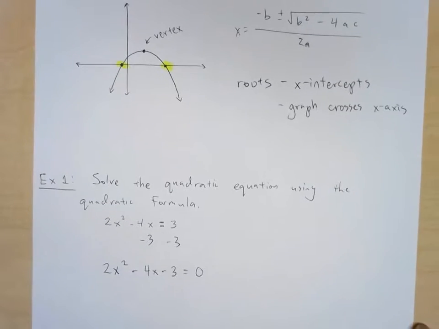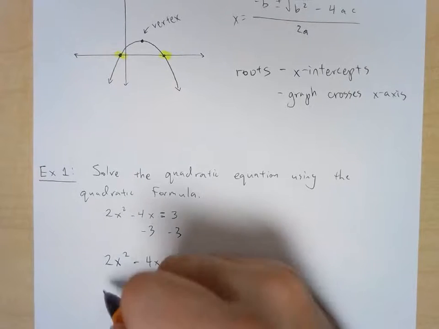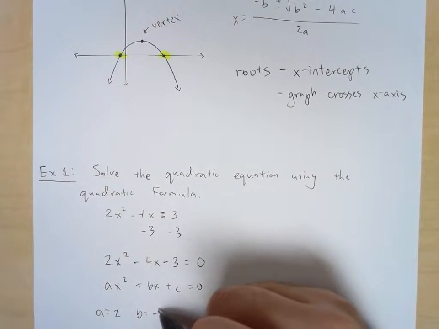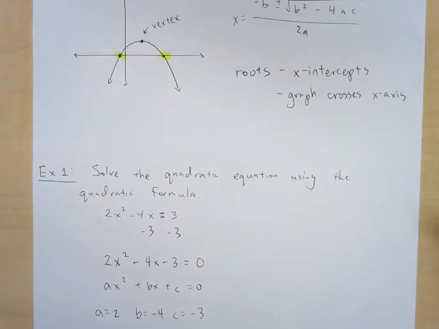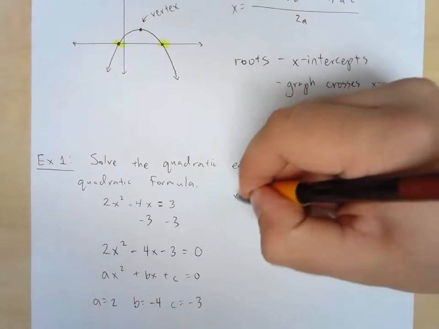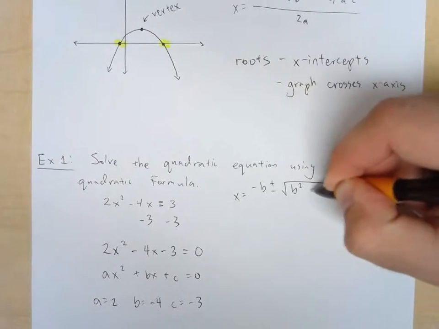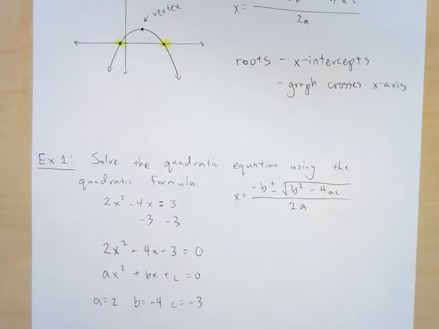We now have our a, our b, and our c. Remember from before the break, we always had ax squared plus bx plus c. Our a is 2, our b is negative 4, and our c is negative 3. So my first step is again to write down the quadratic formula. x equals negative b plus or minus the square root of b squared minus 4ac, all divided by 2a.